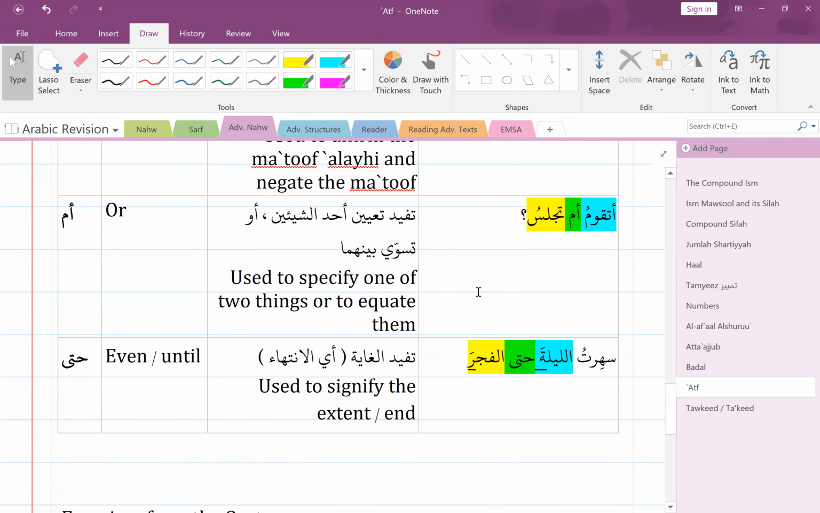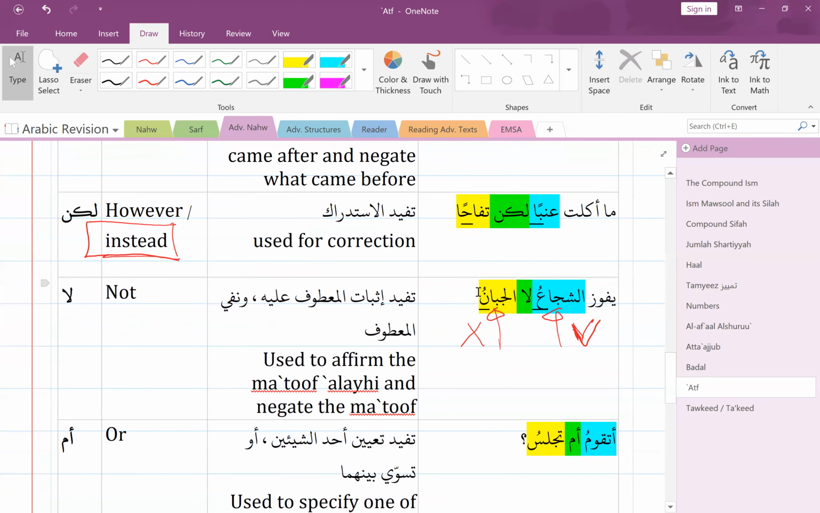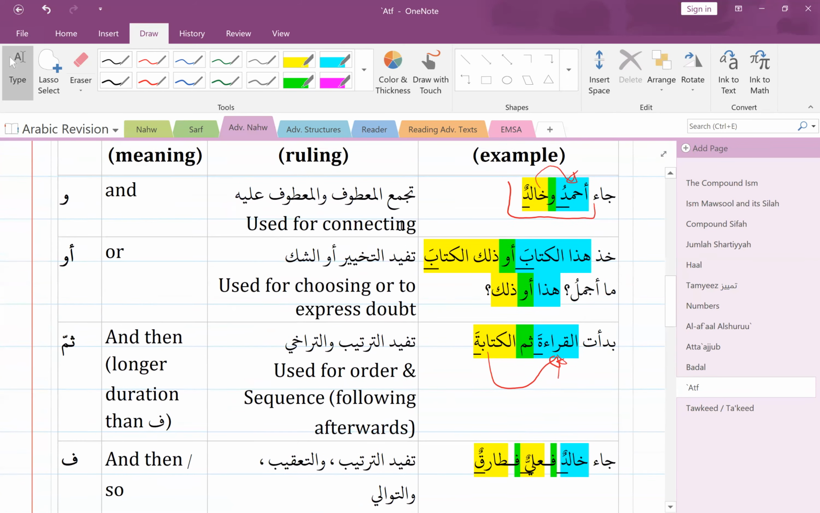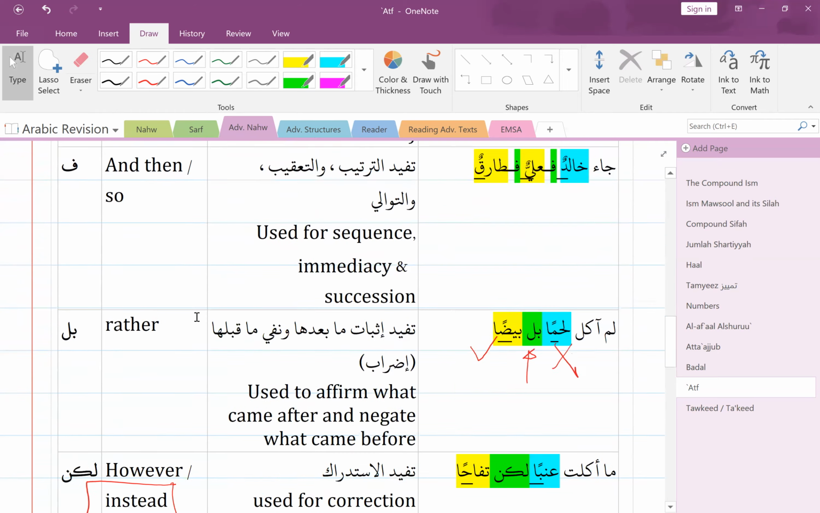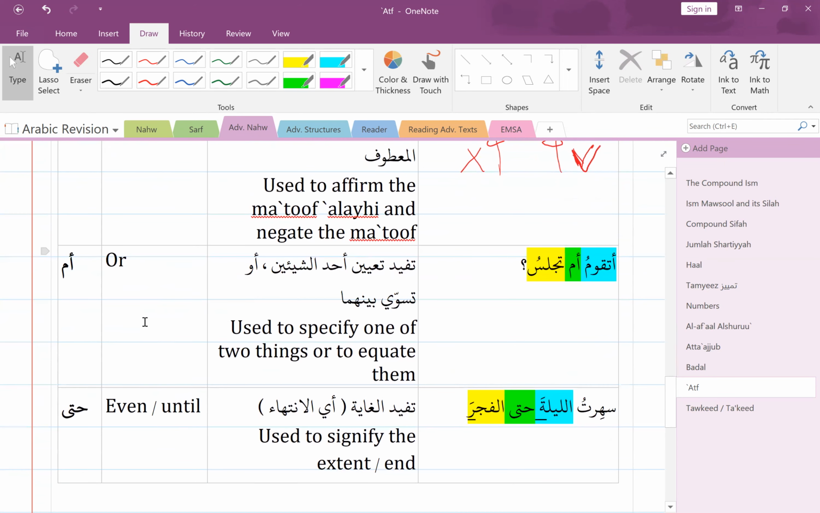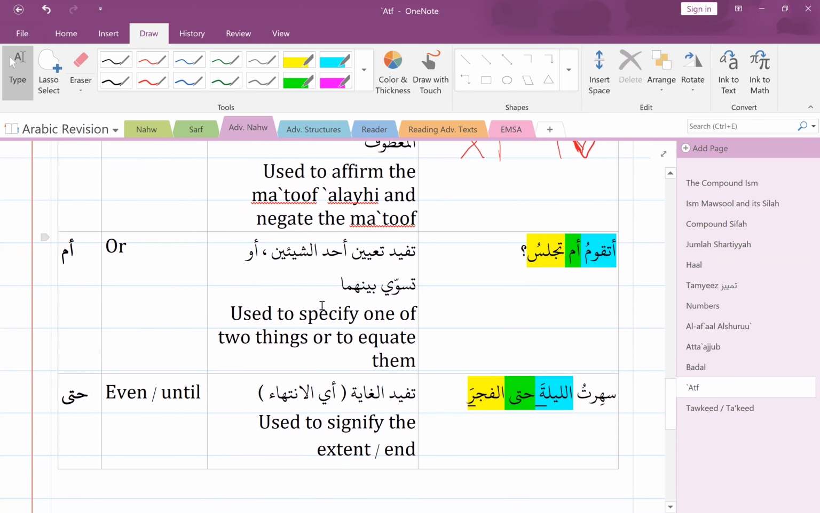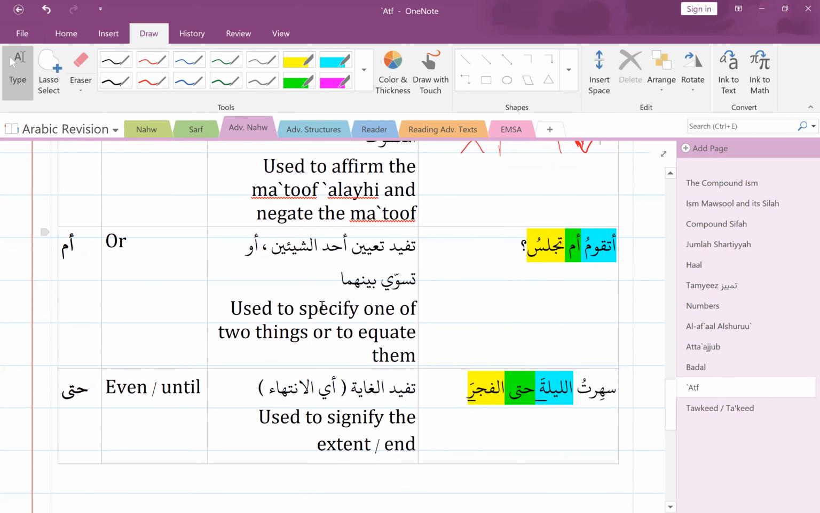Then you have أم, another word for or. We saw أو as a word for or. Now we have أم as another word for or, okay? And this one is used to specify one of two things. So either you're giving priority to one thing or you're making them equal.